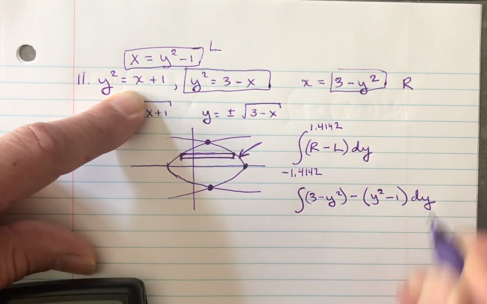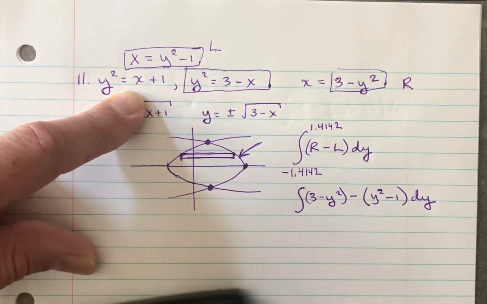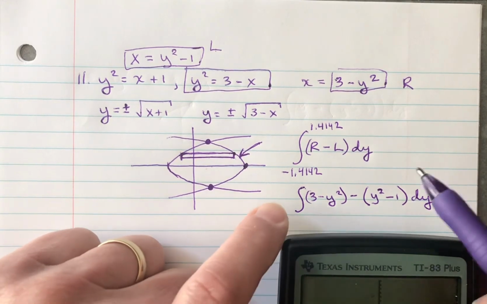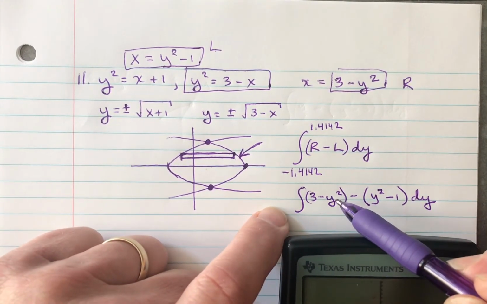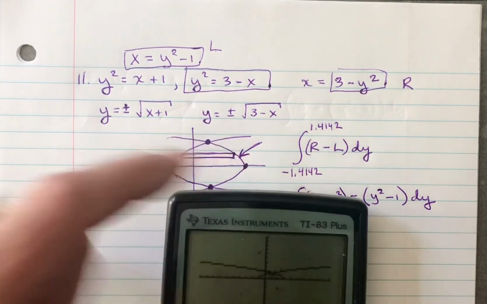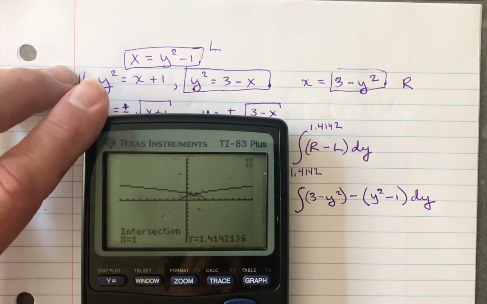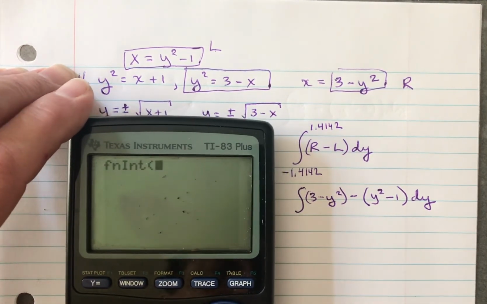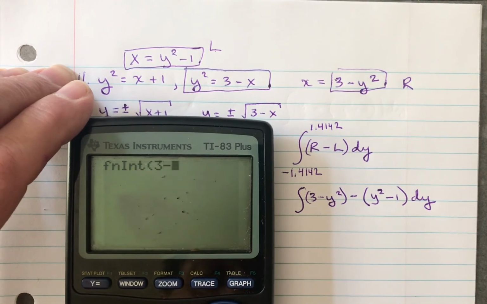And I'm integrating with respect to y. Now, when I plug this into the calculator, I can't use y's here. I'm going to use x's. So let's see what we get then. I'm going to go to Math 9, and it would be 3 minus x squared, minus x squared minus 1.